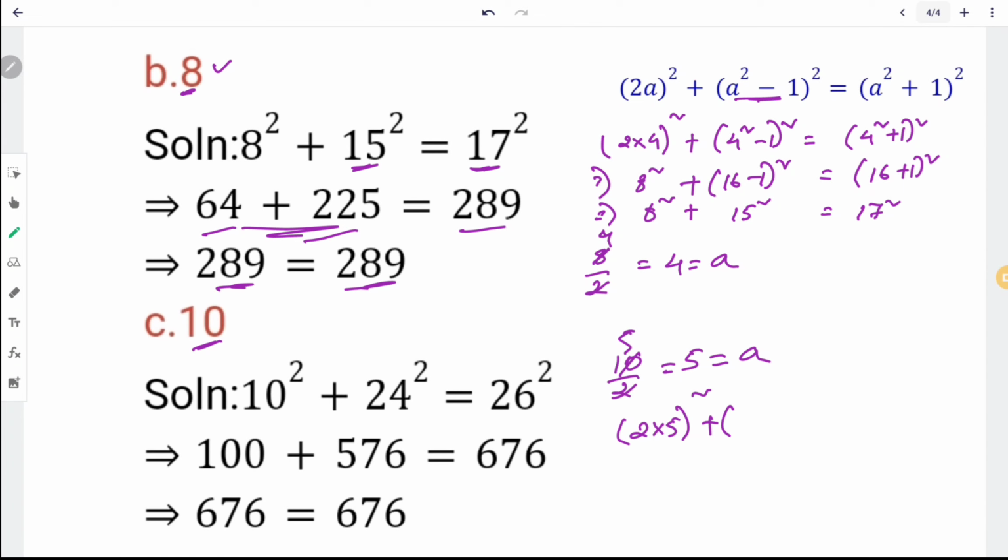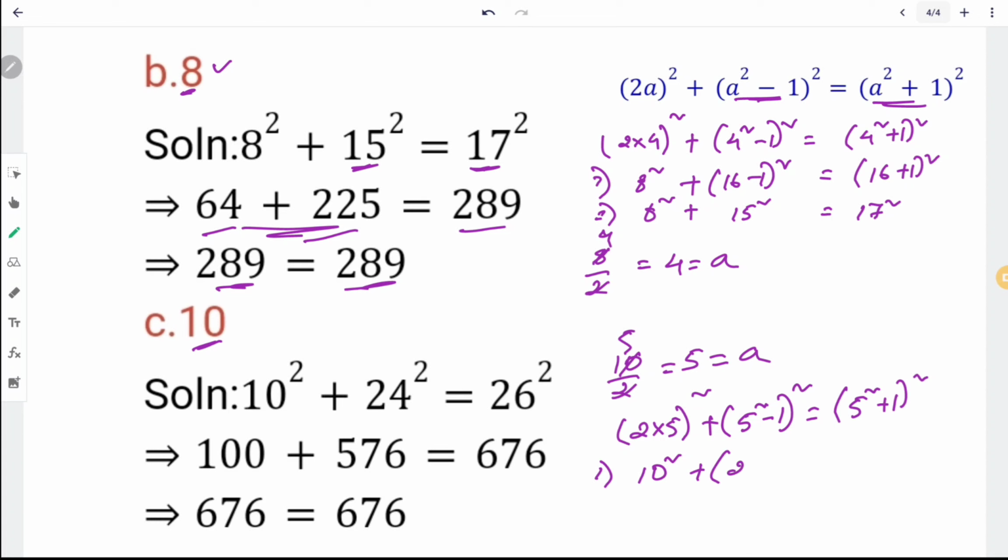Then next is a square minus 1. a is how much? 5, right? So (5 square minus 1) the whole square. And then a square plus 1. So (5 square plus 1) the whole square. So 2 5s are 10, and then we're going to have a 10 square.